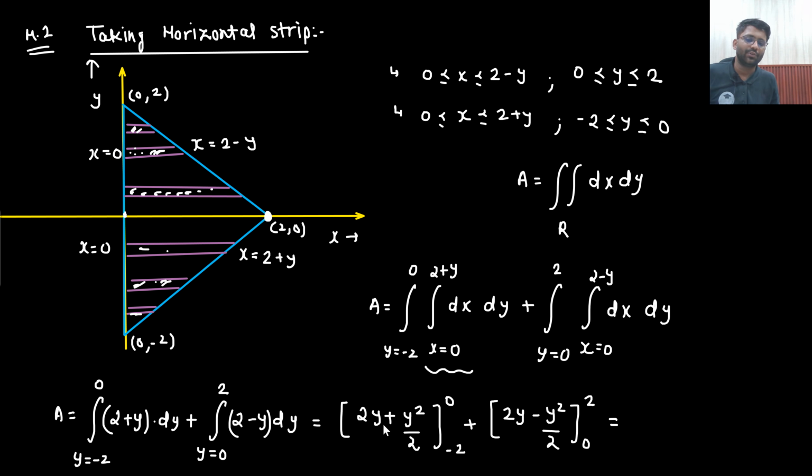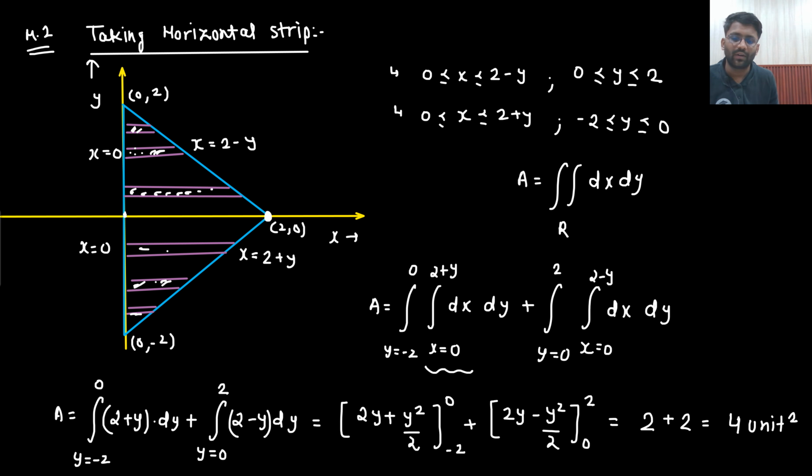Now just put the limit. If you put 0, your answer will be 0 only. When I put minus 2, I will get minus 4 with the minus sign, minus 4 plus 2, so this will become 2. It is up to you how to solve this one, but this much you should be able to do. Put 0 here: 0 plus 0 square by 2 will be 0 only. Minus 2 into minus 2 will be minus 4, plus 2 into 2 will be 4, 4 divided by 2 would be plus 2. So minus 4 plus 2 will be minus 2. Then another minus sign was there, so it will become plus 2. Plus put 2 here: 4 minus 2 will be 2 only. So the answer is coming out to be 4 units square. That's it. This is the answer.